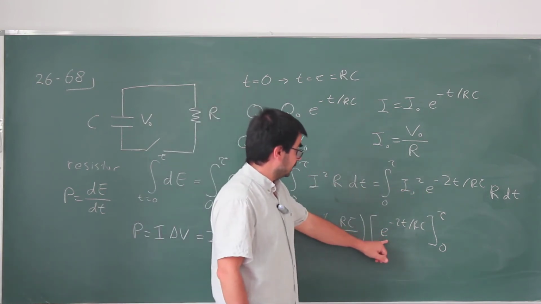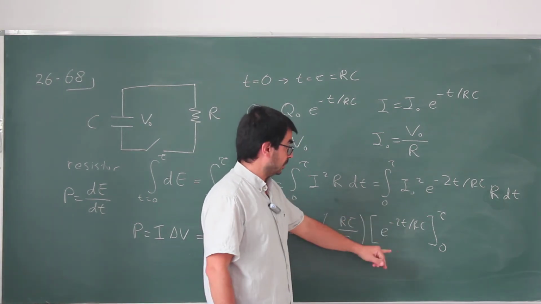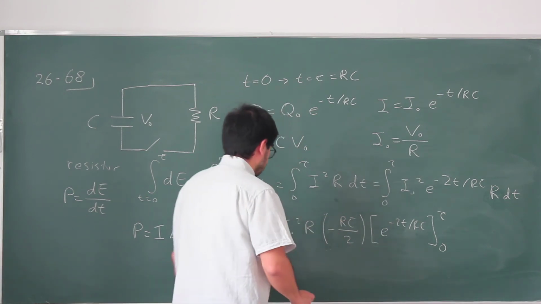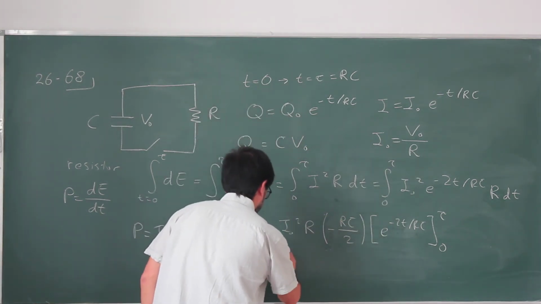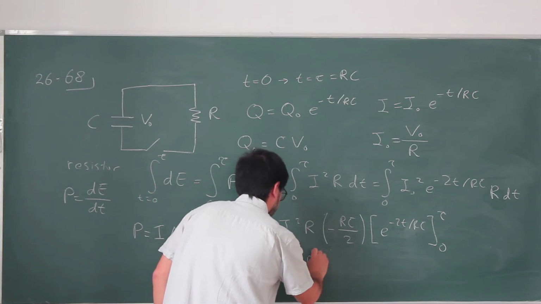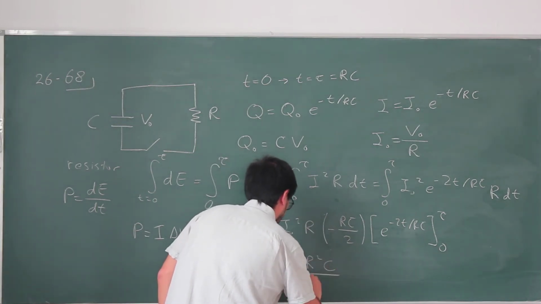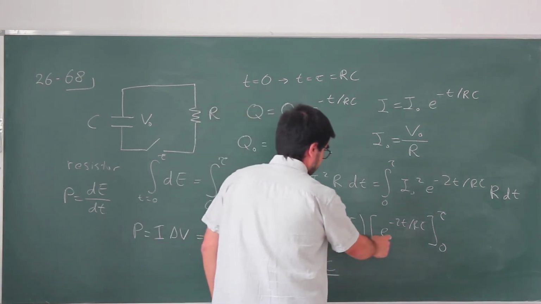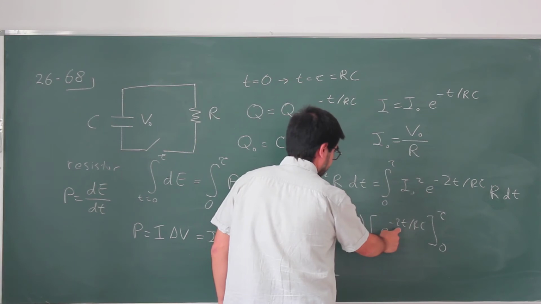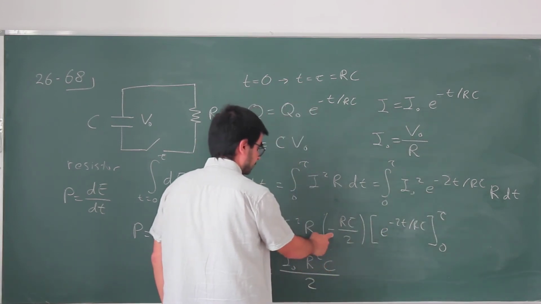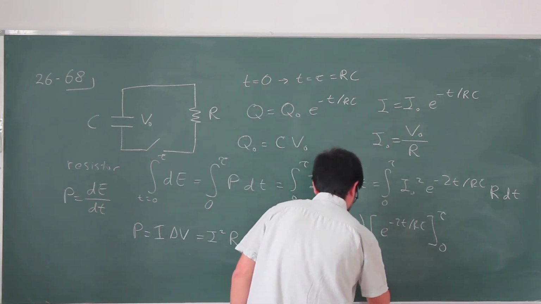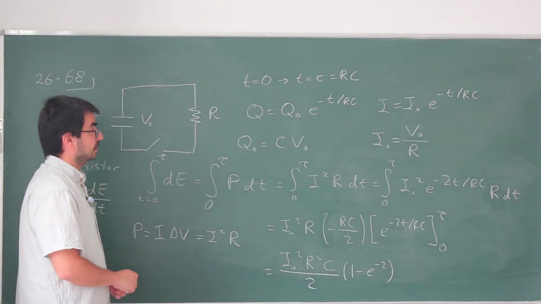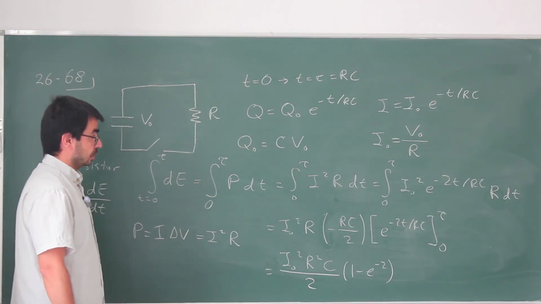Now, I can evaluate this at t equals 0. This is just 1. E to the 0 is 1. At t equals tau, then tau is RC. This is e to the minus 2. Okay? So this one becomes I naught square R square C over 2. And what did I call this? E to the minus 2 minus 1. But there's a negative sign here, so this is 1 minus e to the minus 2. Okay? So this is the energy dissipated in the resistive part of the circuit.